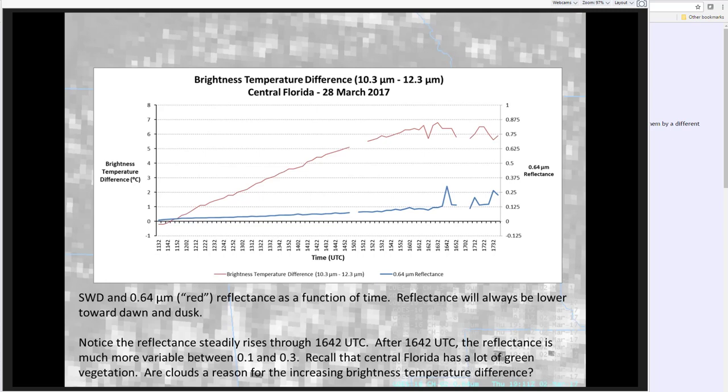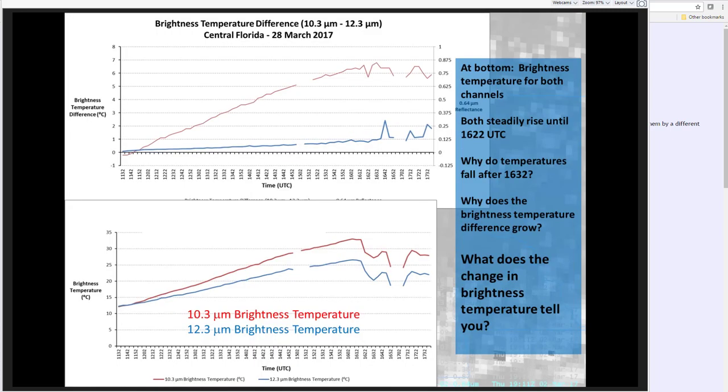So another thing we can look at is the 10.3 and 12.3 brightness temperatures, which are on the bottom here. And when we look at that, we see in the morning they start off fairly even, not surprisingly, near 0. And they gradually spread through the morning. And there was a gap here where we had no data. And then you can see as we hit 1632, just as our red reflectance starts fluctuating more, the brightness temperature starts to rise and fall.